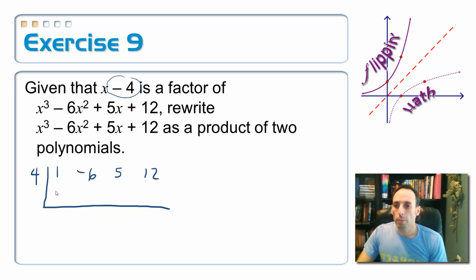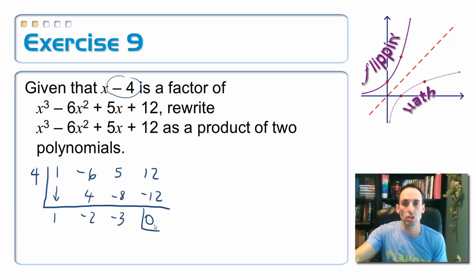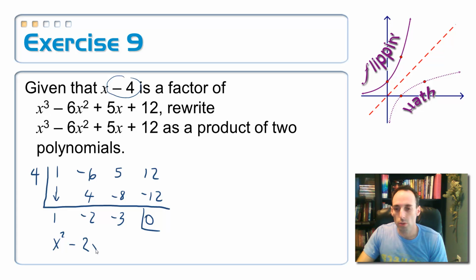All right. I'm going to bring the 1 straight down. 1, multiply it times the 4. Minus 6 is negative 2, times the 4, negative 8. Plus 5, negative 3, times the 4, negative 12. Add these together, I get 0. There's the remainder, just as anticipated. So this answer is, I divide a cube by an x, I get x squared minus 2x minus 3.